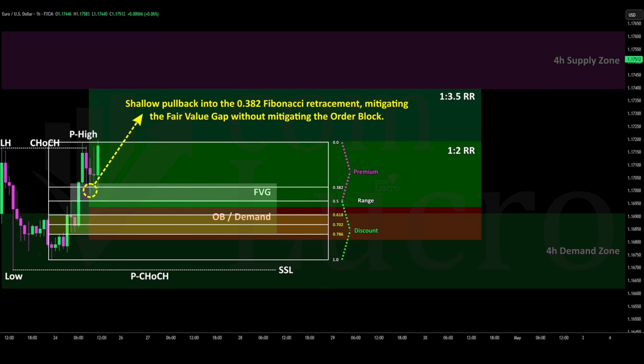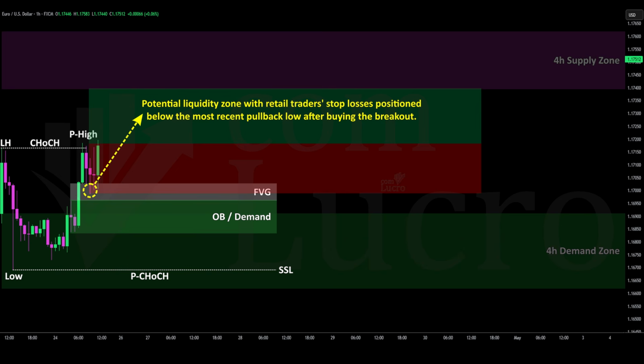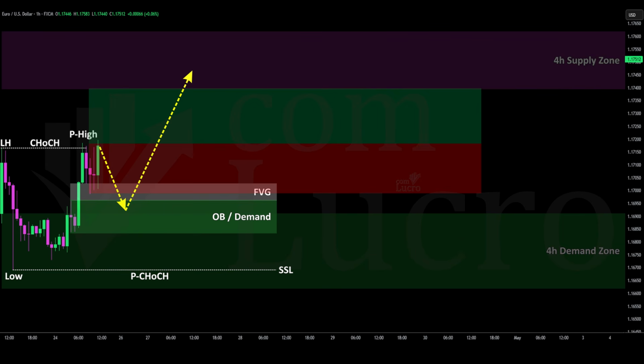The reason for this expectation is directly related to liquidity and trader positioning. Many retail traders will potentially enter on the breakout above the previous high and position their stop losses below the most recent pullback. Since this shallow retracement still remains above the bullish order block and above the 60-minute demand zone, there is a high probability that price may retrace deeper, sweep that liquidity, mitigate the order block, and only then continue the bullish movement afterward.